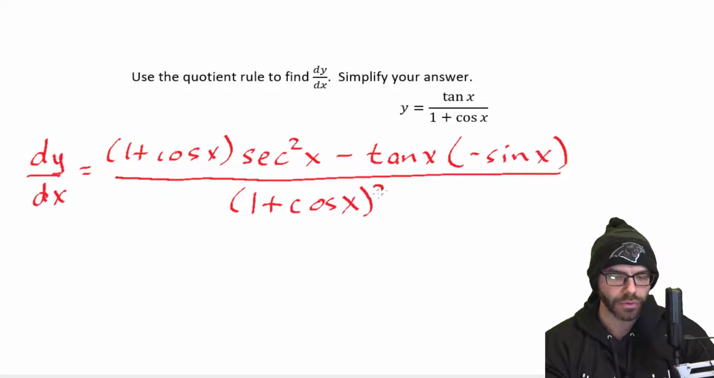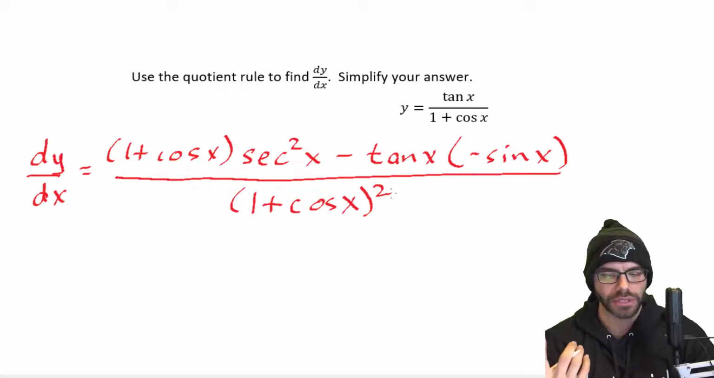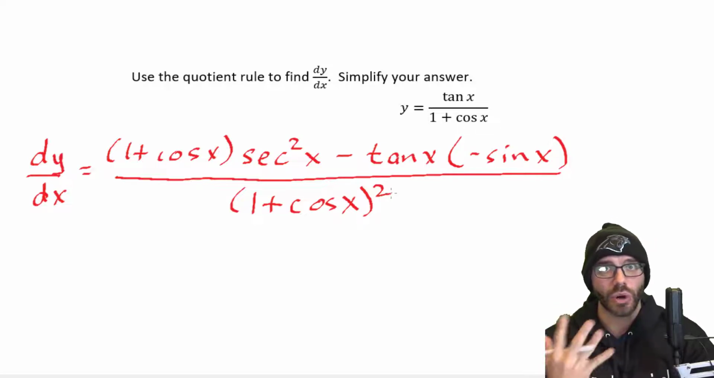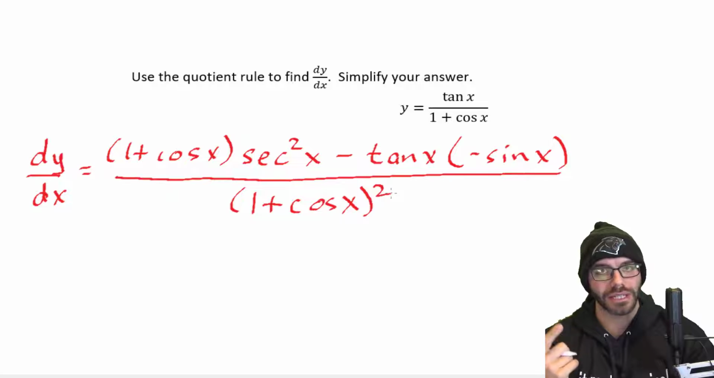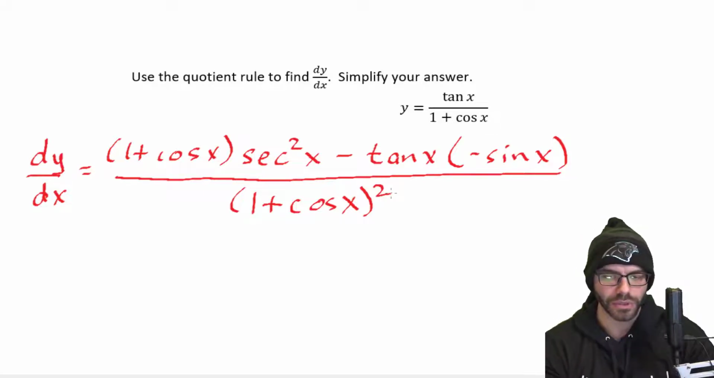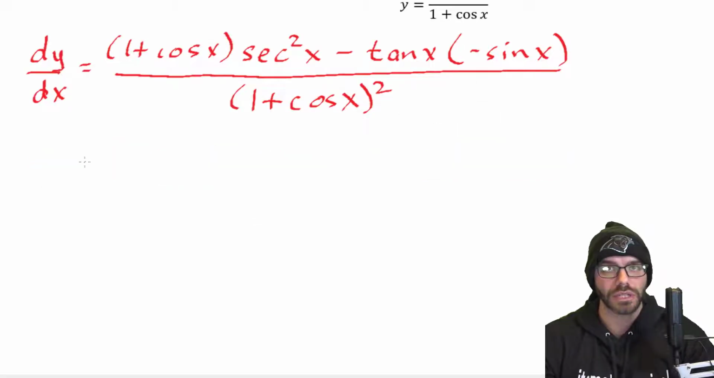So we don't want to FOIL that because we want to simplify our answer anyway. The beauty of trig is there's so many different ways of representing the same quantities, and therefore we just want to simplify just a little bit to make it look a little nicer. So in other words, at the top of this, we have 1 plus cosine times secant squared, and then that negative tangent x times negative sine x. So let's clean that up a little bit, and we may get to a point where we can factor something out and make it look really nice.